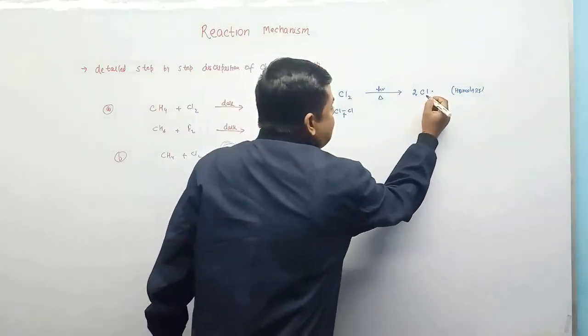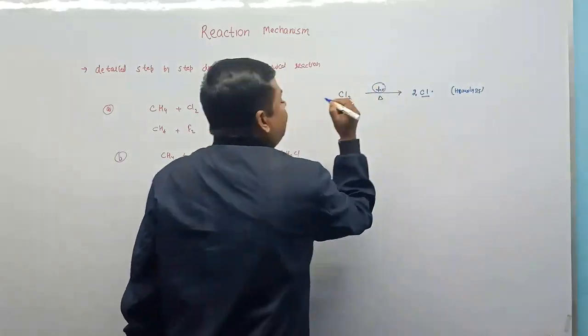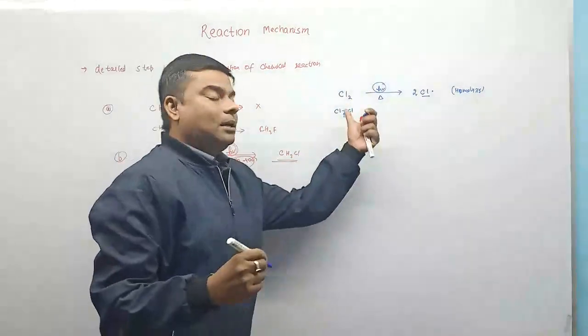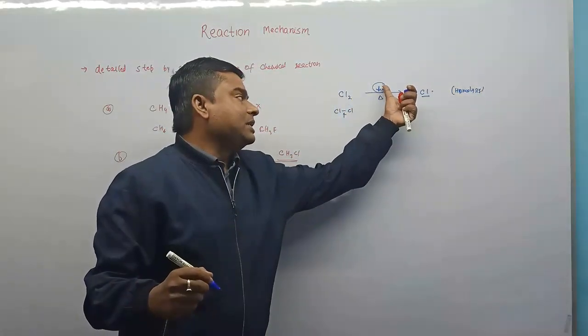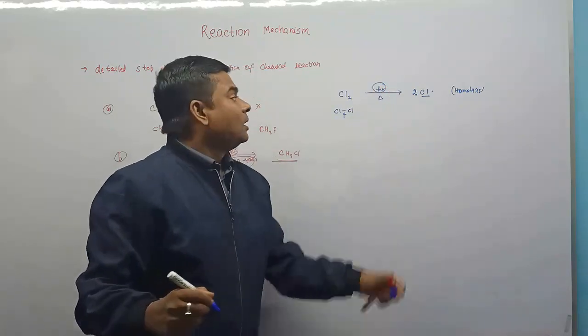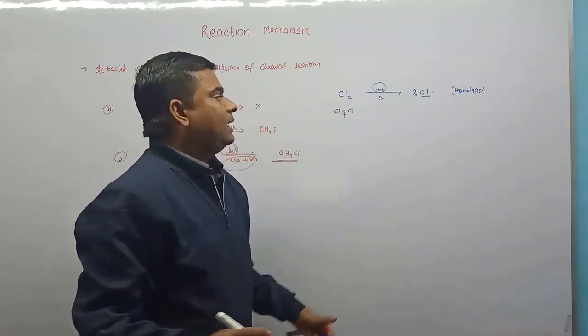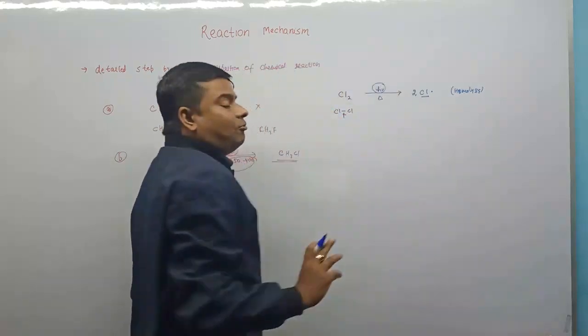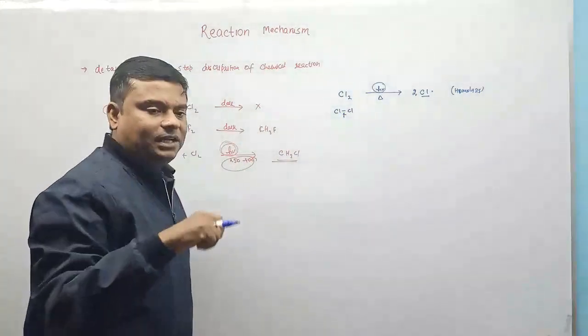Now here we find the role of heat and light: the ultraviolet light breaks the chlorine bond, and we get 2Cl, that is, free radicals.